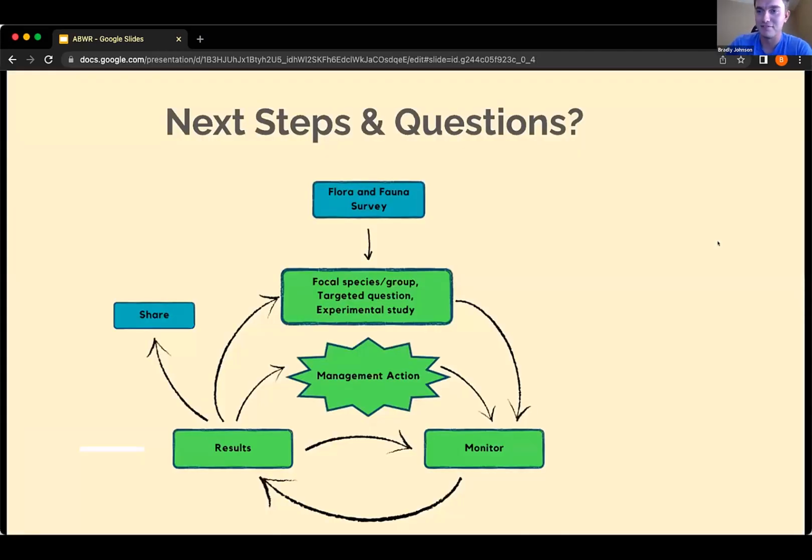So that was all that we had. Dr. Rowe will now talk about the next steps of this experiment, and then we'll open it up to questions.